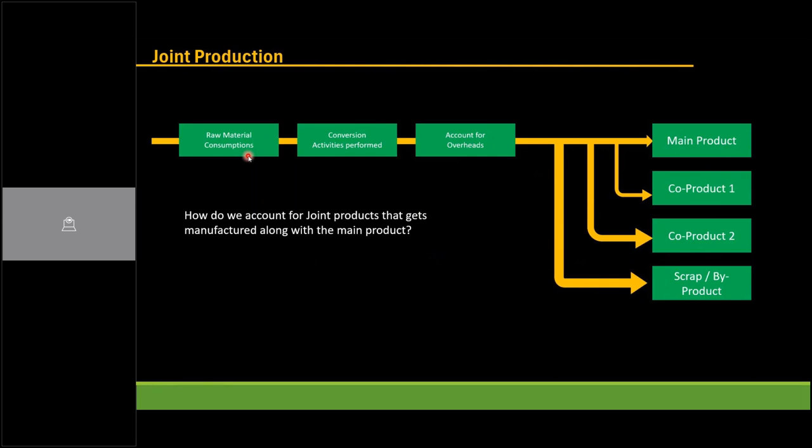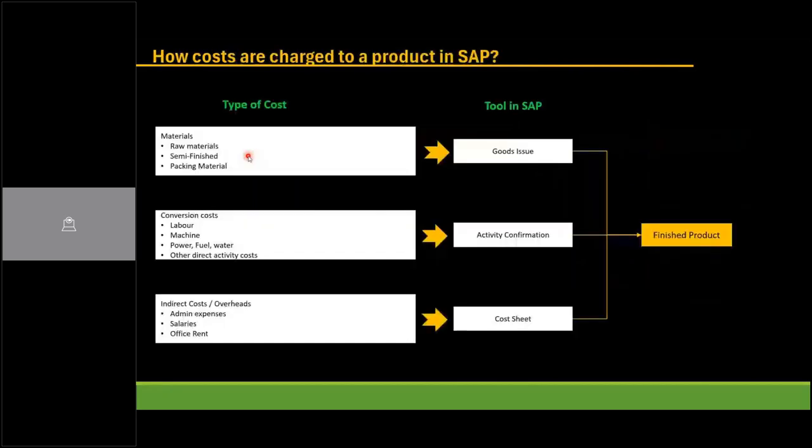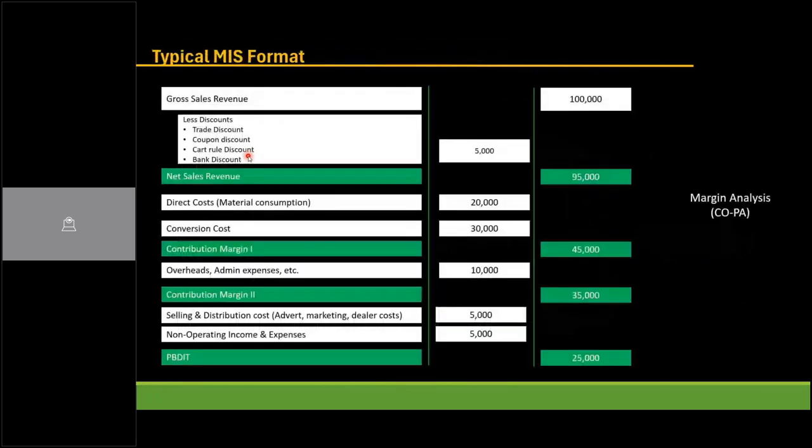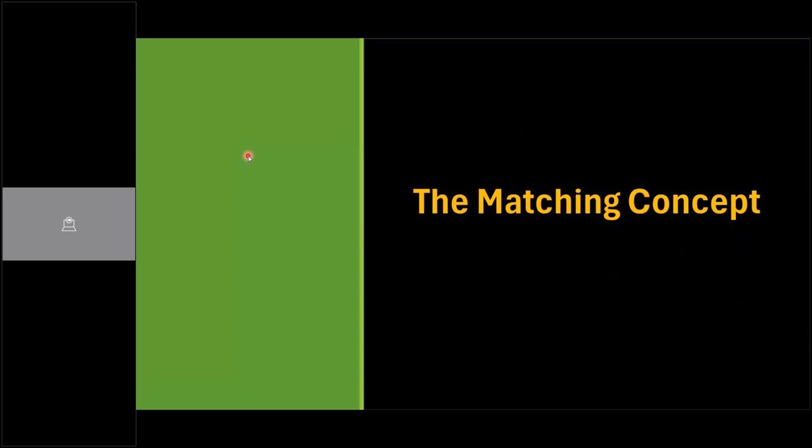The set of cost going into the production is the same, but the output has to be divided. How will it be divided? Will it have separate cost estimates? All of these we will look at in joint production. This I am skipping for now. What are the tools which help in doing this, which is not required at this stage? MIS format, not required.